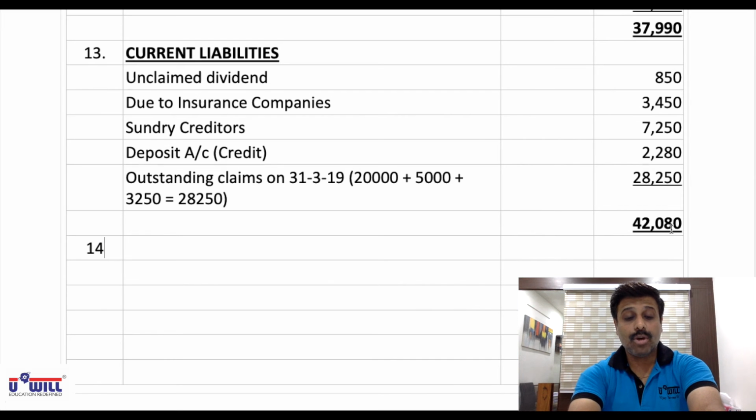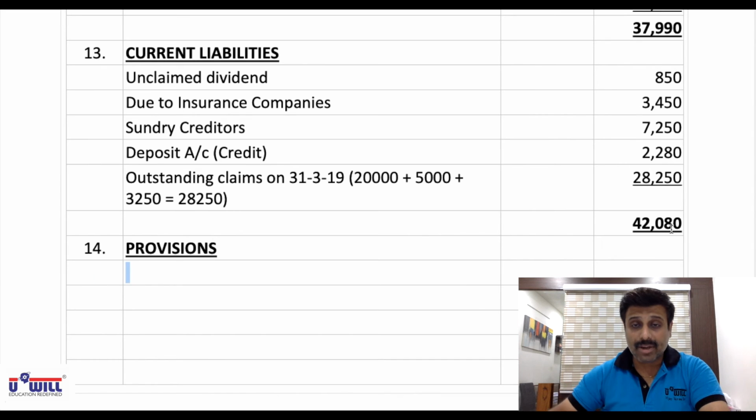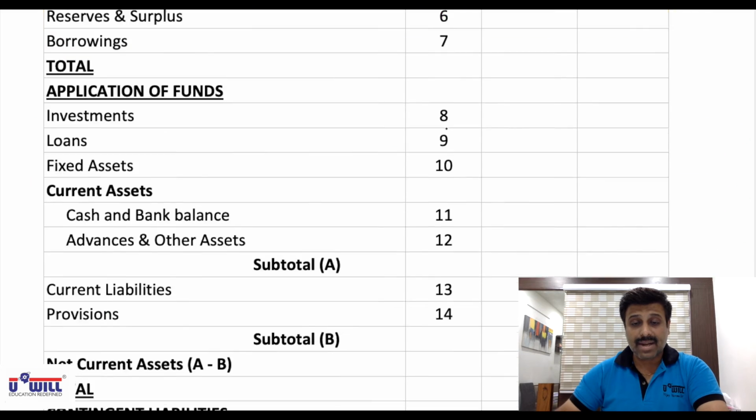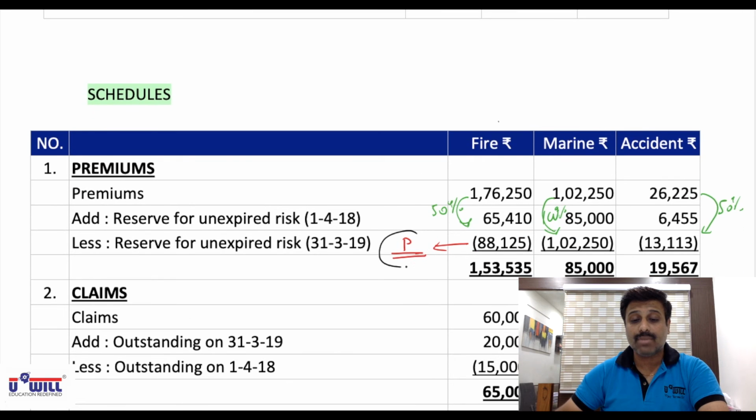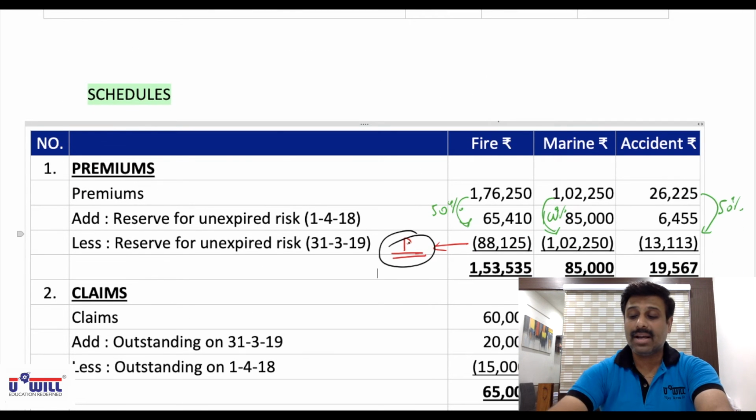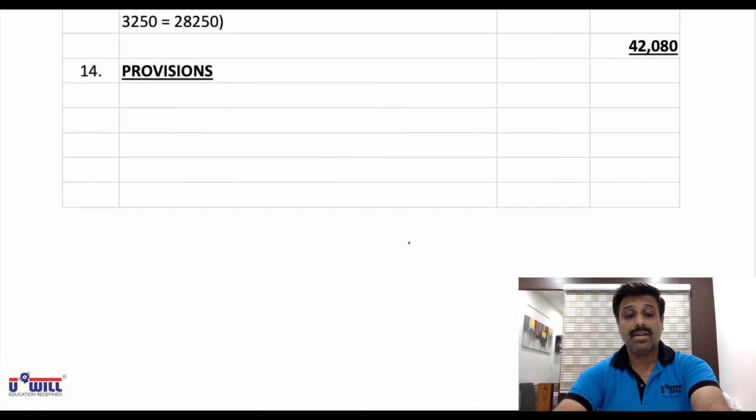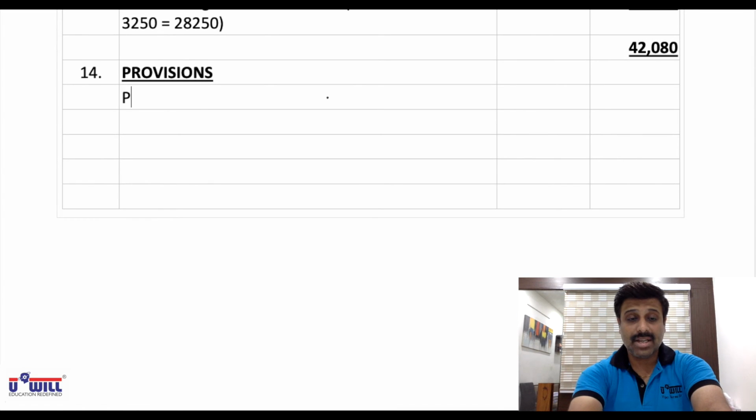Okay. Now 14th schedule will be provisions. As we discussed over here, only one item we have to show in provisions, that reserve for unexpired risk, which we have created, we have to show it in the provisions. So reserve for unexpired risk. There are no other items given in the question as provisions. So reserve for unexpired risk.